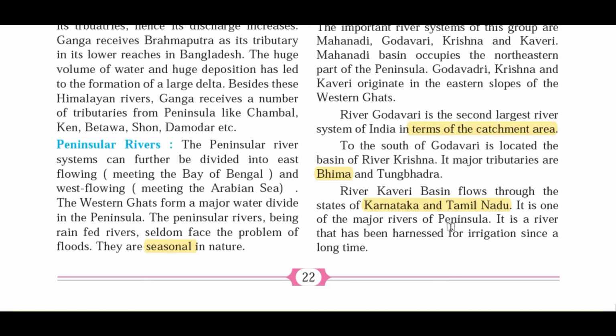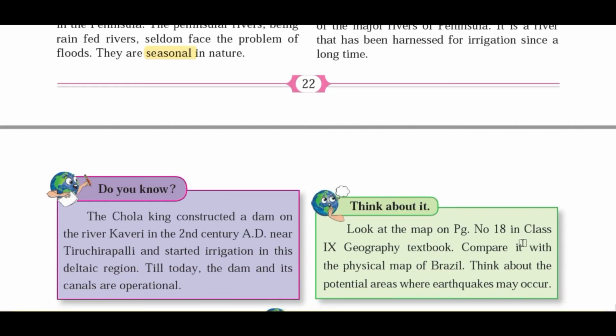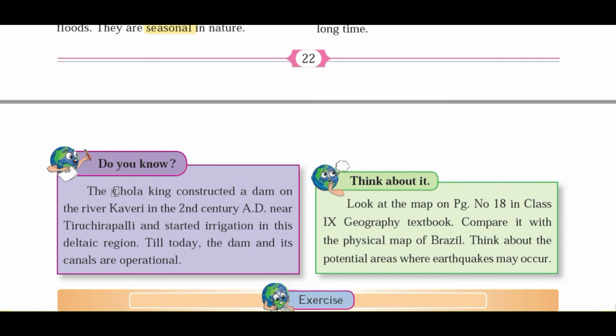It is one of the major rivers of the Indian Peninsula. It is a river that has been harnessed for irrigation since a long time. There is a very old dam. A Chola king constructed a dam on the Kaveri river in the 2nd century AD.